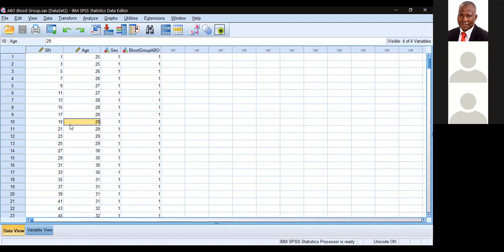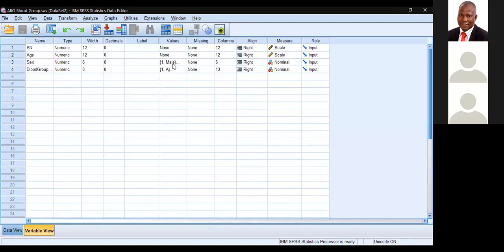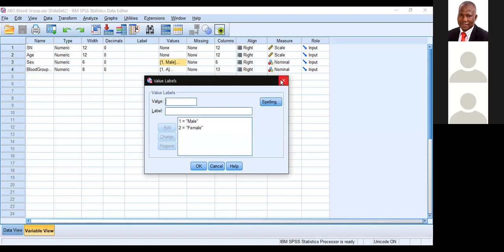If you want to know, go to variable view, and you see where I labeled it. Or if you go to view here, you can show the labels for you. Can you see how I labeled it? Click on it. Not sex, the blood group. It's not sex I'm talking of, it's blood group.